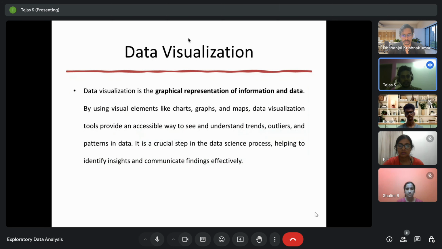And the last step is data visualization. So it is the graphical representation of information and data. We use visual elements like charts, graphs, and maps to provide an accessible way to see and understand the trends, outliers, and patterns in data. It is a crucial step in the data science process, helping to identify insights and communicate the findings effectively. So these were the four main steps involved.